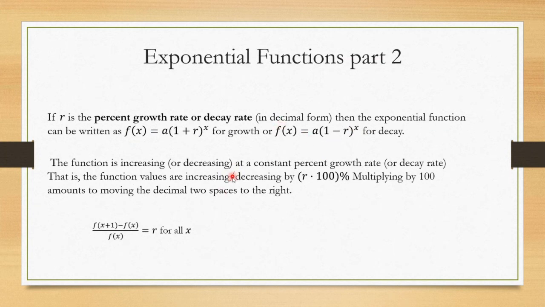And this is just saying what I said before: a function in this form, this exponential function, is either increasing as here or decreasing here at a constant percent growth rate, that's here, or decay rate here. It's basically changing at a constant percent rate. And that constant percent rate is r times 100%, because r is a decimal, so you have to convert it to a percent.